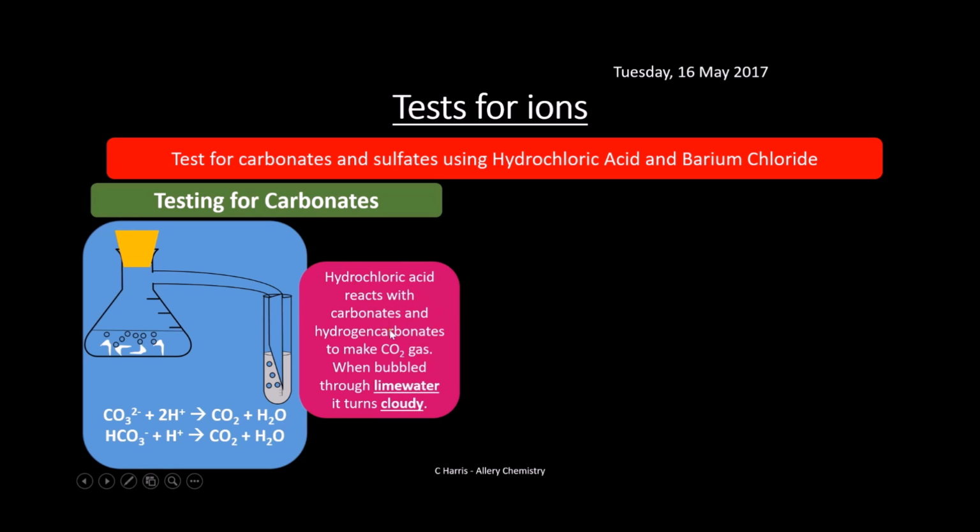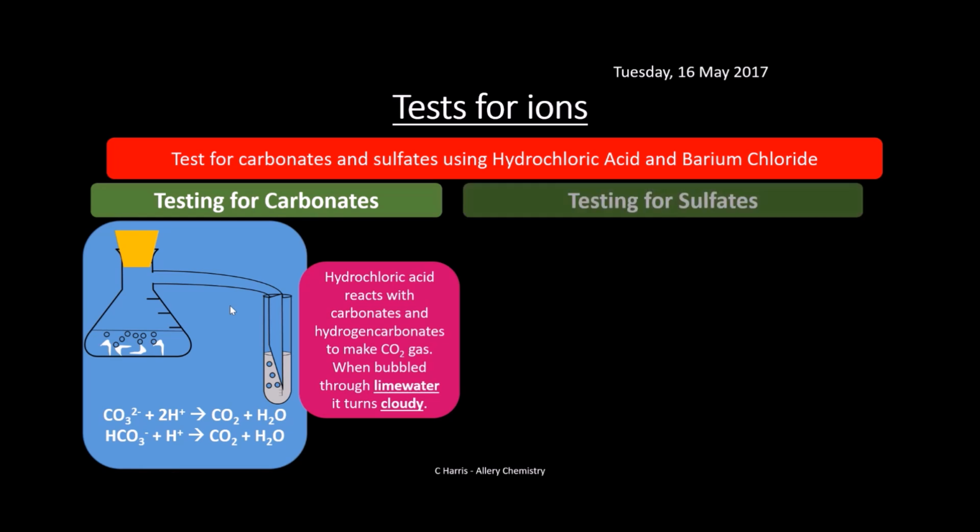Hydrochloric acid will do. And basically what you form is hydrogen carbonates, or carbonates and hydrogen carbonates. Either of these can be tested. And we form carbon dioxide. This is the gas that comes through here. Now we can test to see if it is actually carbon dioxide by pushing it through some lime water, and if it turns cloudy, that's a classic sign of carbon dioxide being produced.